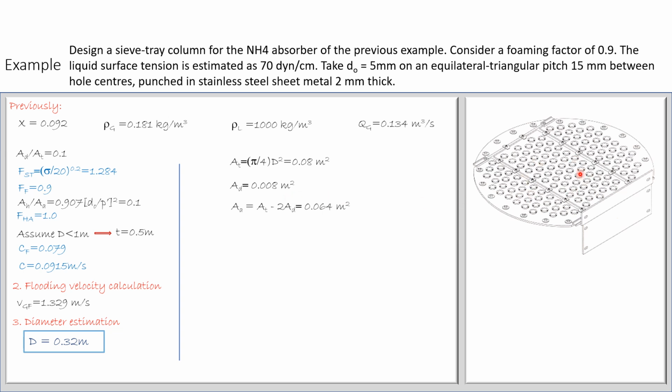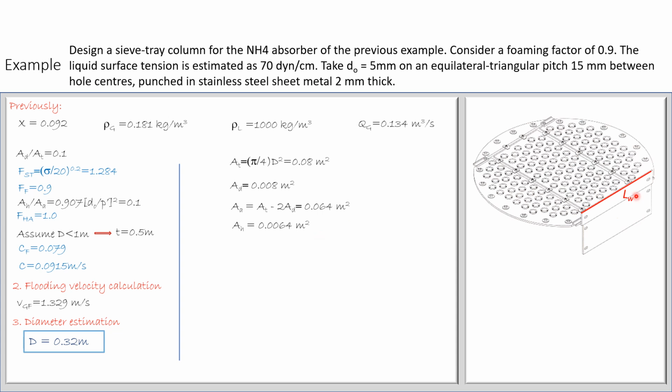We know the active area, the bubble area, will be the total area minus one downcomer here and one downcomer from this side, so it's equal to 0.064. We know the hole area, the area of all the holes here, which is 0.1 of the active area. So this is the value of AH.